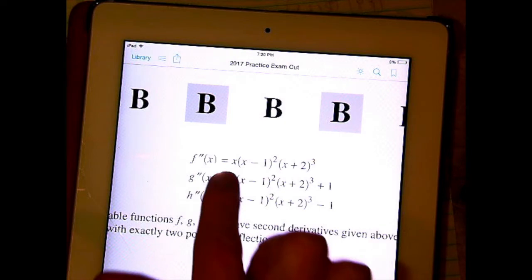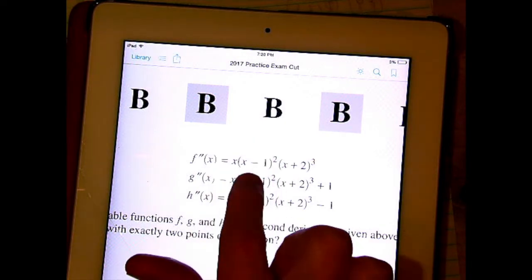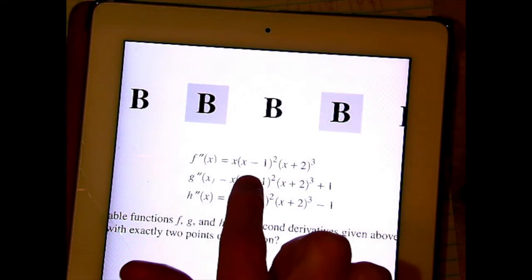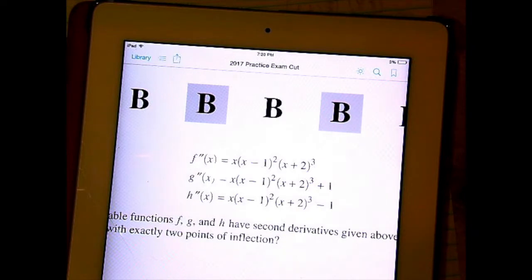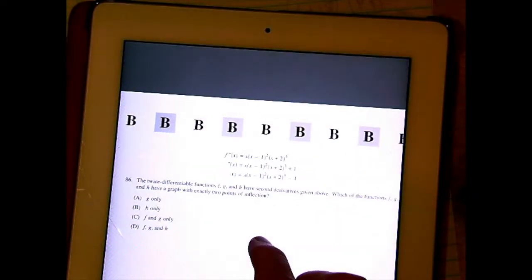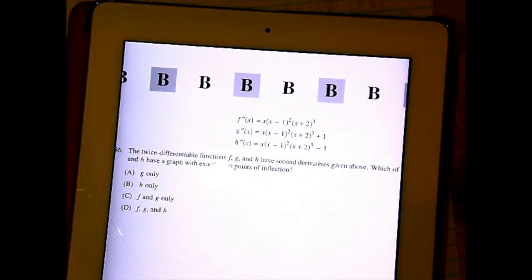So in other words, there is a point of inflection at 0. There is not a point of inflection at 1, because f double prime, this function here, will not change sign at 1 because of the even power of that factor, the even multiplicity. And then it will change at -2. So f is pretty easy to determine. So definitely f double prime has a point of inflection at 0 and at -2. So we can rule out choices A and B, and then the only distinguishing feature between C and D is whether H has 2 points of inflection or just 1.